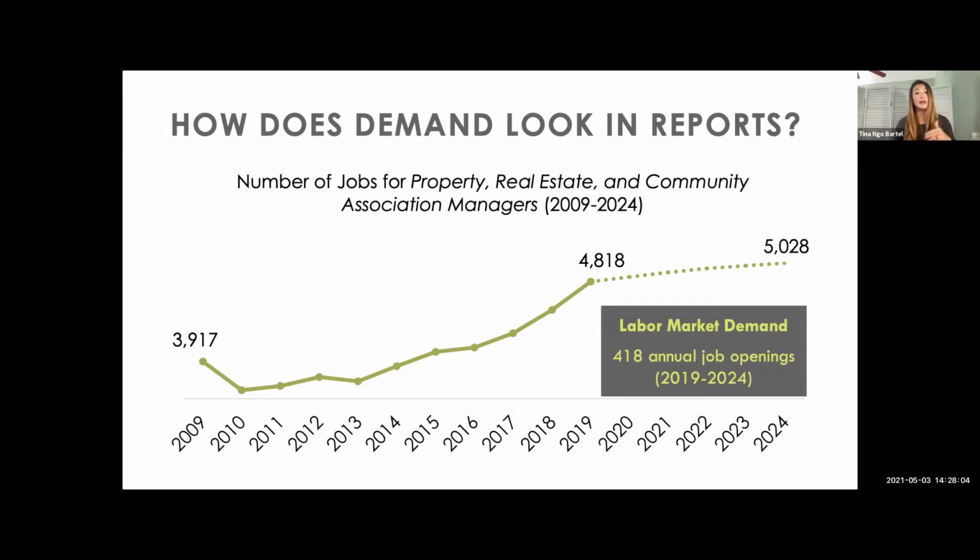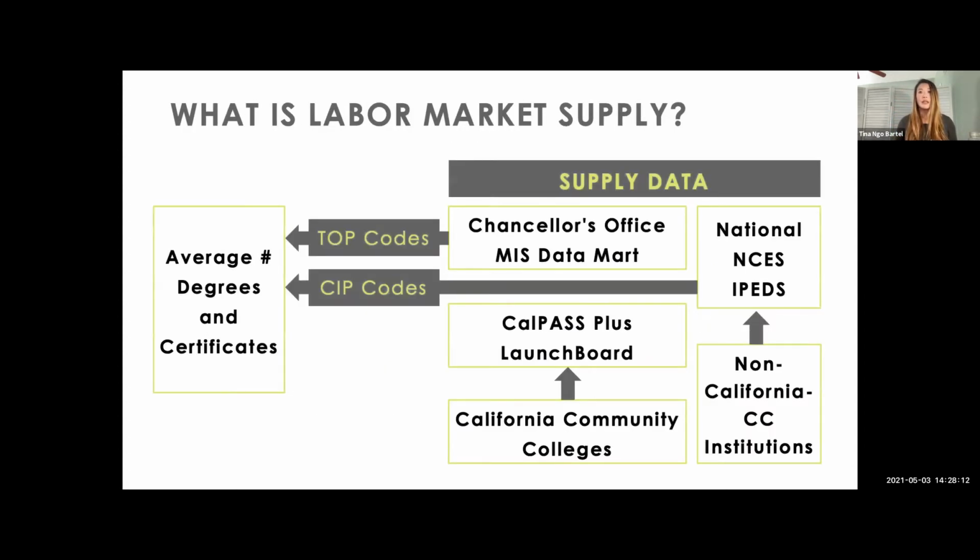Now let's look at labor market supply. I shared with you earlier the diagram of how institutions report supply data. Here's the recap of it. Community colleges report their data to the chancellor's office, and it goes up here. And then the non-community college institutions report to NCES, the National Center for Education Statistics, through a system called IPEDS, and they use two different codes.